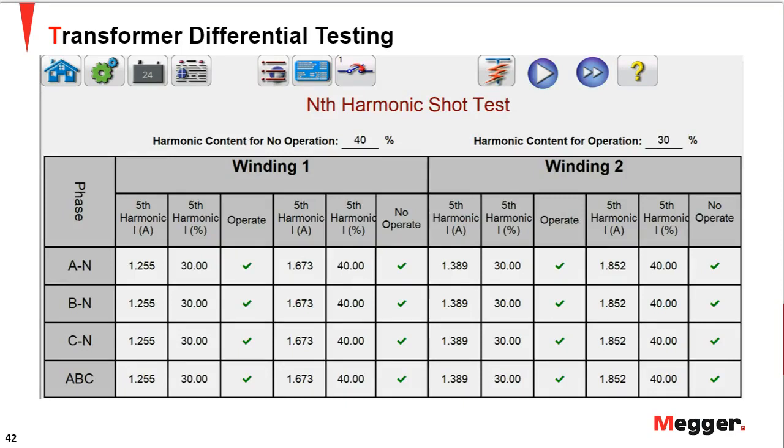You could also do a ramp test, but you could also do a go, no-go test here, wherein we will inject a harmonic content of about 40%, and also 30% in other tests. So we're checking that the relay should not operate for 40%, it should operate for 30%, because the setting is 35. And that's what we're doing here in these columns: we're injecting the fifth harmonic currents along with the fundamental. The moment it's 30%, obviously it will operate, and for 40 it will restrain from operating. And we repeat those tests for all the phases, for both winding 1 and 2.